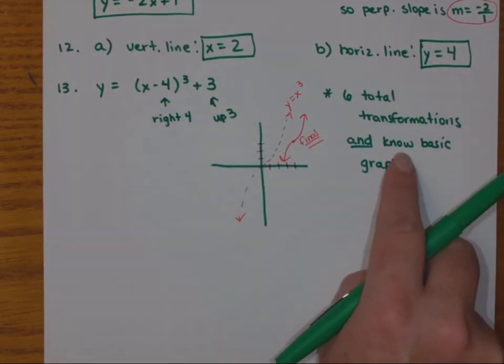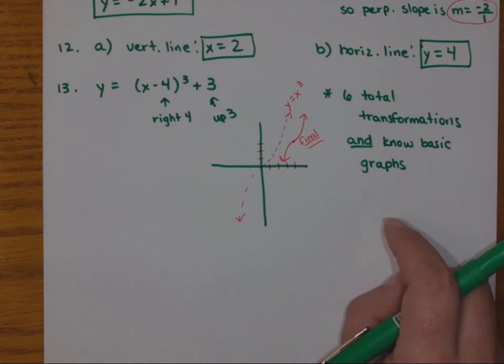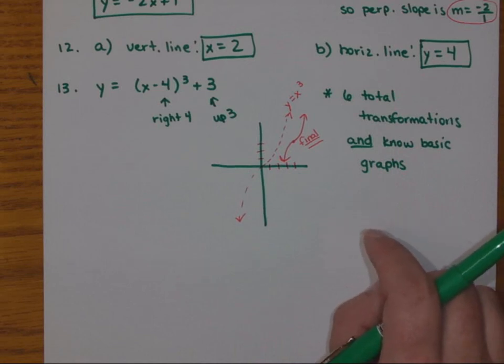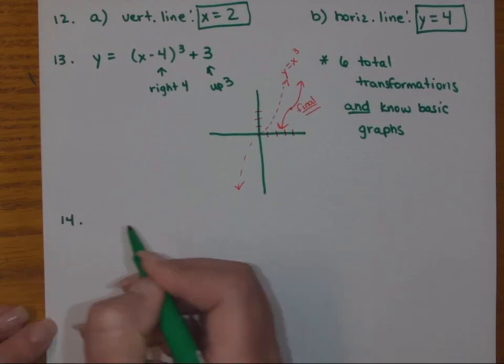There are 6 total ones. There are 2 types of reflections also, and then there's also vertical and horizontal stretching and shrinking. So you need to make sure you look back at all of those.